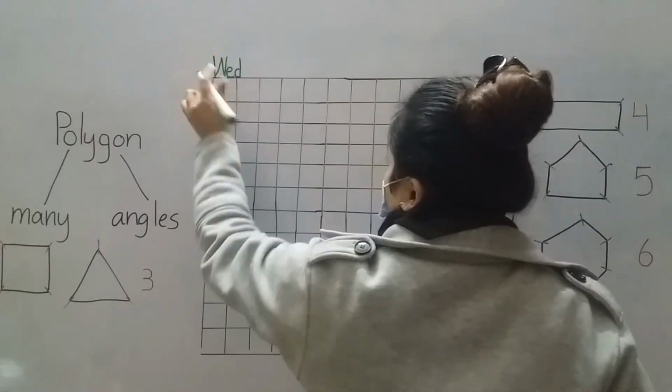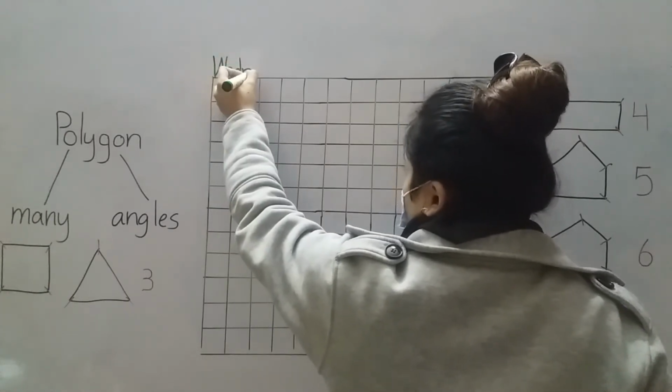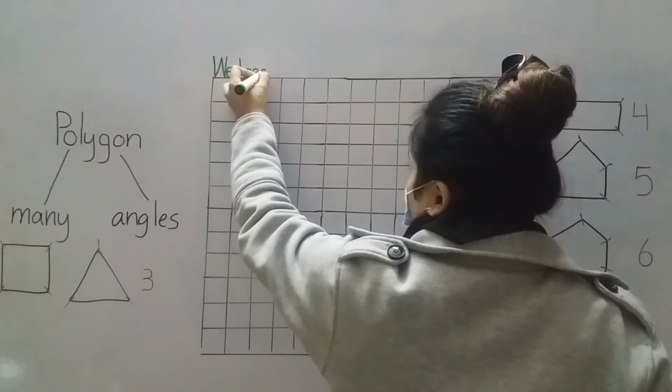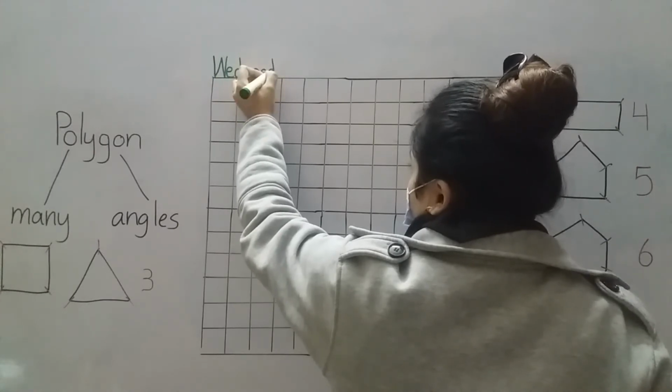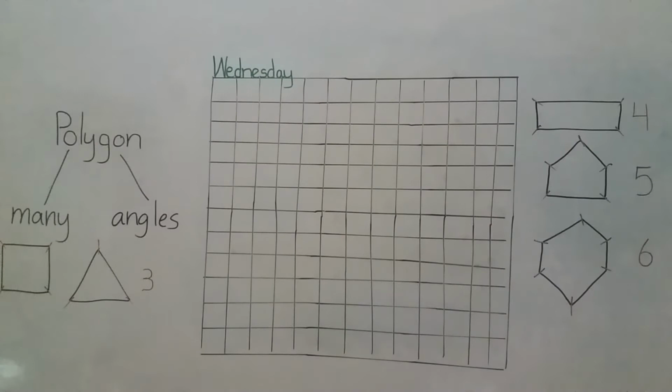W-E-D, wed. I wrote W like this, but you have to draw 2 lines, okay? So it's straight. N-E-S, ness. D-A-Y, day. Wednesday, okay? W-E-D, wed, N-E-S, ness, D-A-Y, day. Wednesday.